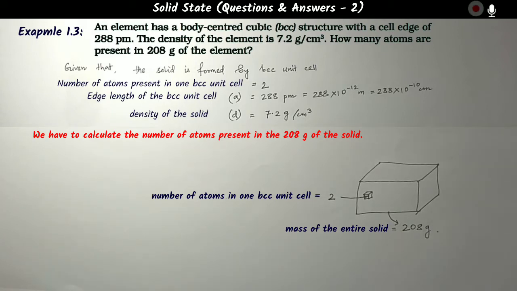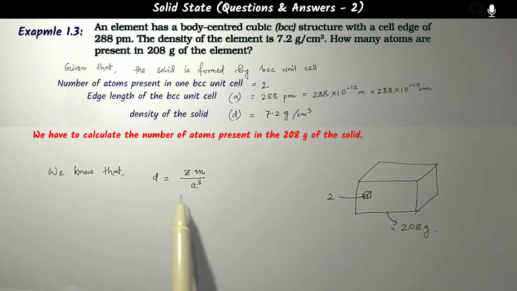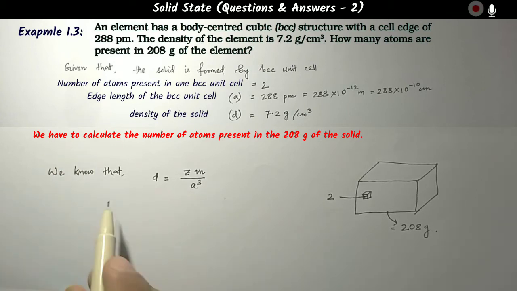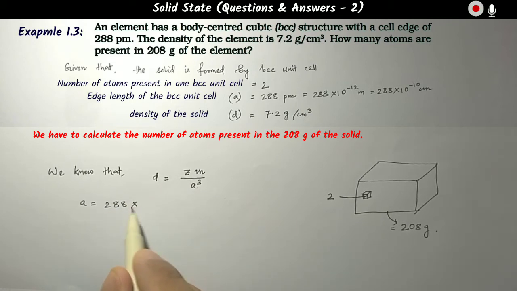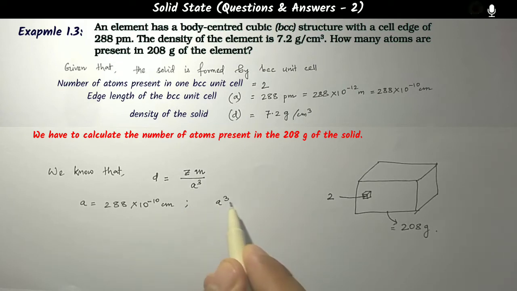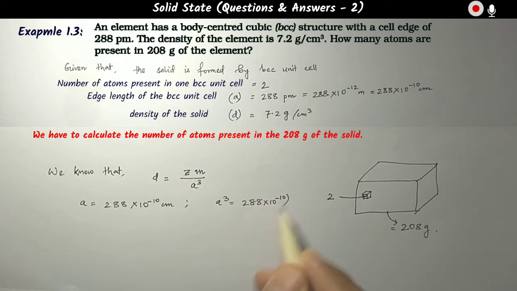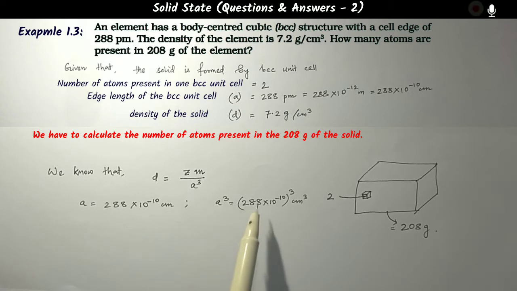So we can solve this problem by first calculating the number of unit cells present inside this solid. We already know that the value of a is given as 288 into 10 to the power minus 10 centimeter. So the value of a cube will be (288 into 10 to the power minus 10) whole cube centimeter cube. This is the volume of one unit cell.